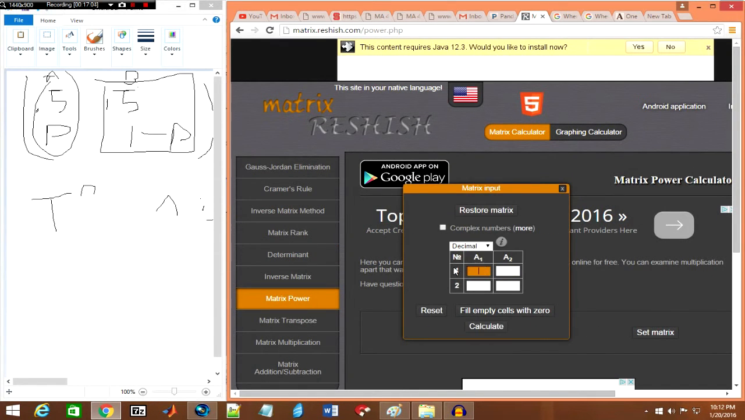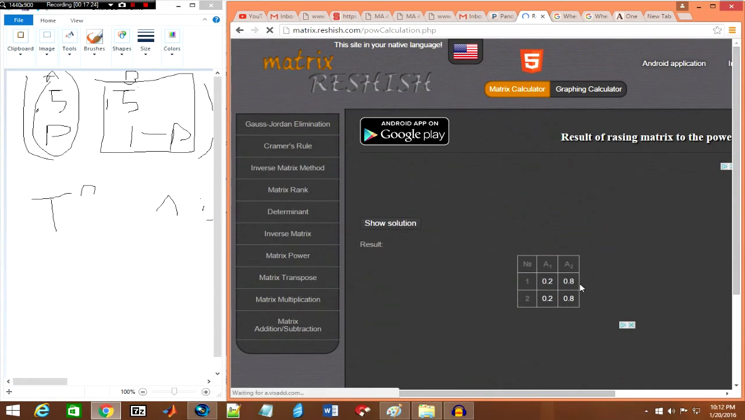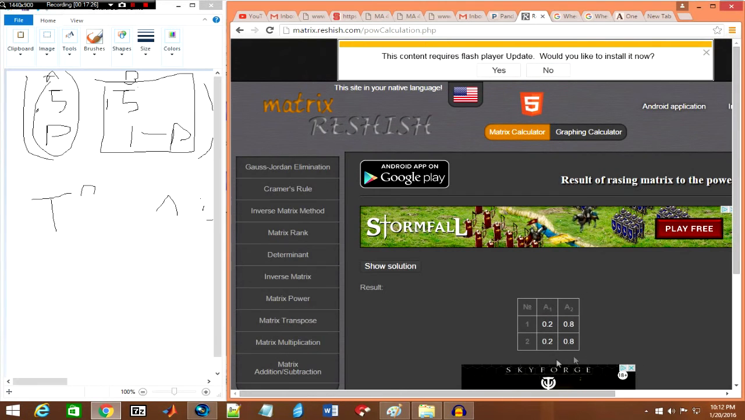Like, I don't know how to do this in any other way, so if you do know how to do this any other way, I would be really grateful if you let me know. Anyway, so I divide it by half. So instead of 0.05, I do 0.025 and 0.875. I calculate that, and bam, we got 0.2 in this column and 0.8 in this column. So that's what our values are.